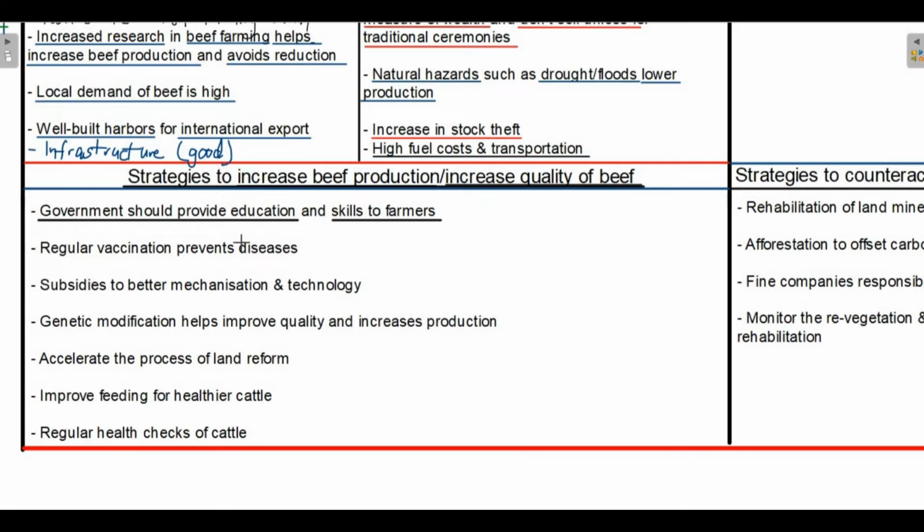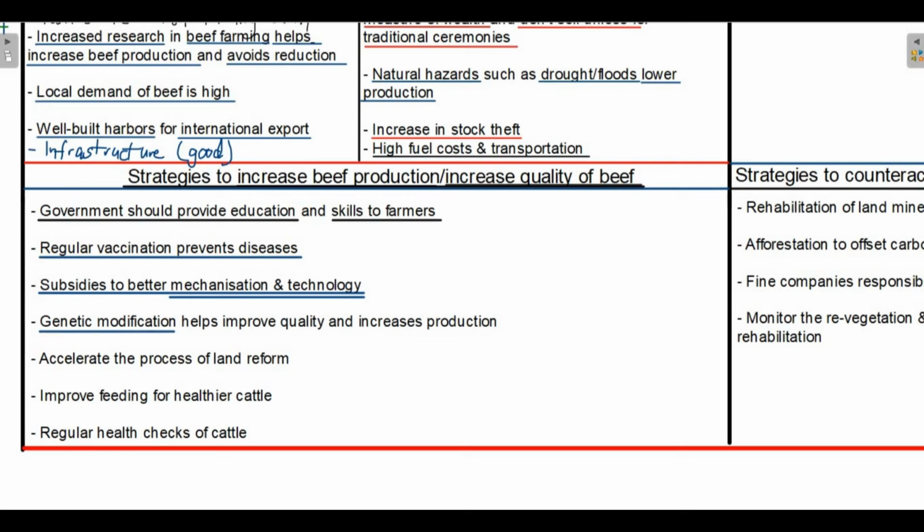So these skills and education that we are referring to here, we're not only referring to the farming techniques, but also the business acumen. We are referring there to business skills. There should be regular vaccination. So farmers should regularly vaccinate their cattle so that they prevent diseases. Okay, so there should be an increase in subsidies to better the mechanization and technology, right? So mechanization and technology nowadays is critical to farming, guys. So the use of GIS, the use of these machines helps improve the quality as well as the numbers.